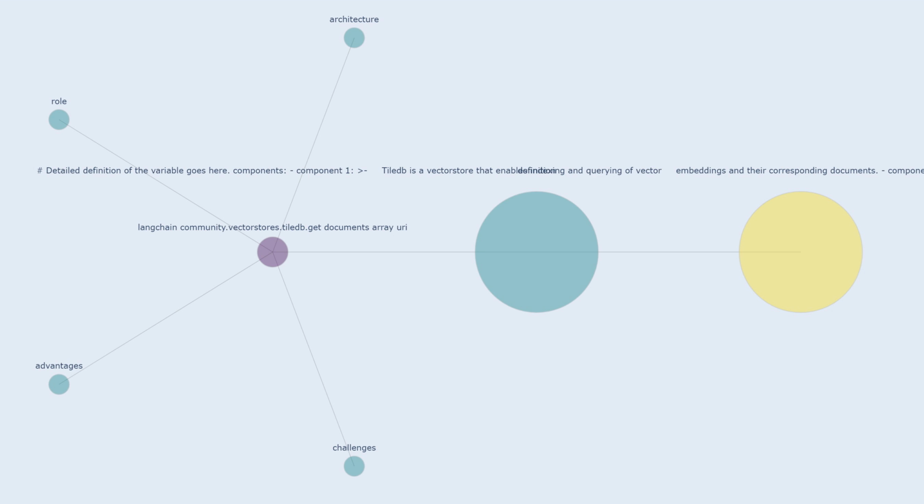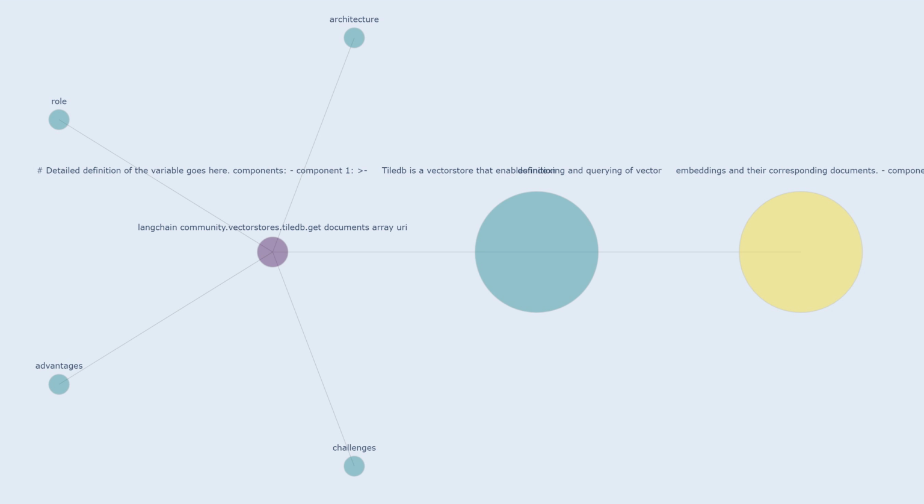For example, a typical application of TileDB is in search engines to retrieve relevant documents based on the user's query. Component 2. getDocumentsArrayURI is a function that returns the uniform resource identifier (URI) of the TileDB array that stores the documents associated with the embeddings.